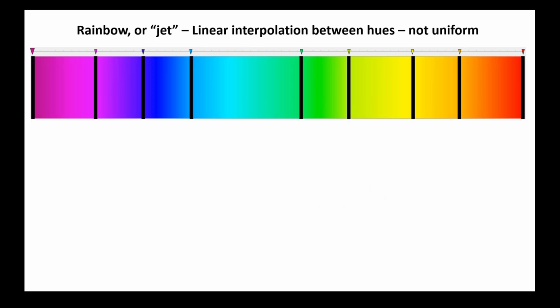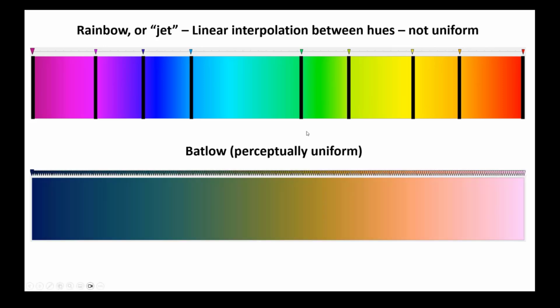If I draw black lines here between my anchor points, it makes it a little easier to understand. The difference in width between these anchor points is not standard. In other words, the length between the two purple anchor points is mathematically different than, say, the two points between cyan and green, which is much longer. This rainbow color bar isn't perceptually or mathematically uniform.